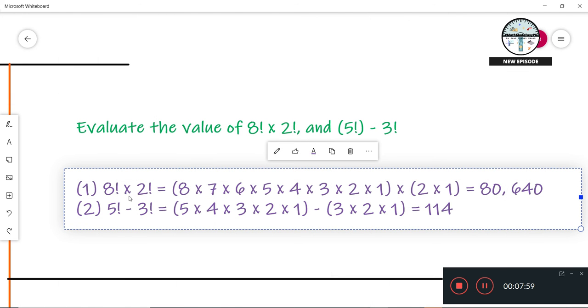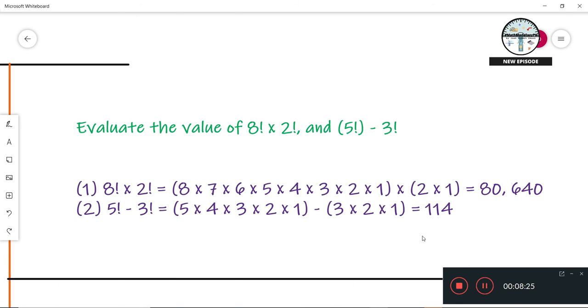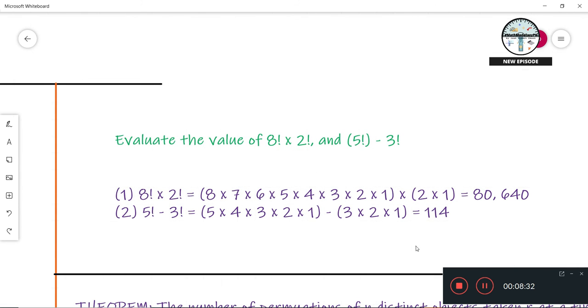So 8 factorial times 2 factorial, that is equal to this form. 8 times 7 times 6 up to 1 times 2 times 1. If you calculate that in your calculator, that is equal to 80,640. Number 2, we have 5 factorial minus 3 factorial. So 5 times 4 times 3 times 2 times 1 minus 3 times 2 times 1, that is equal to 114. So medyo madali lang, right? Let us proceed to the other section of this topic.